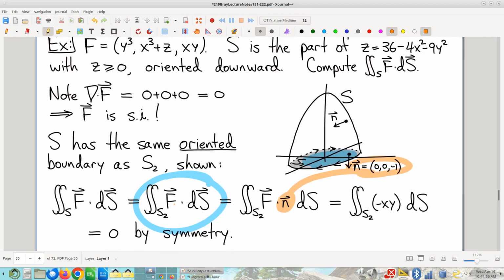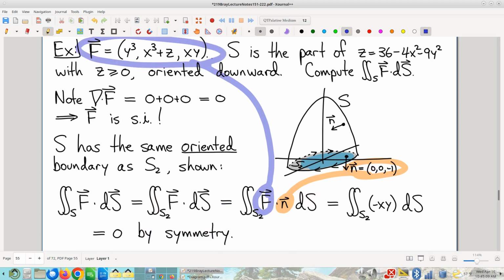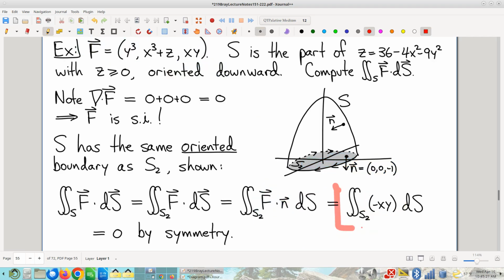Secondly, that means that when I look at the vector field, that's a really easy dot product to compute. This dot product is just minus xy. And this integral, keeping in mind that it is computed on that solid ellipse in the xy plane, is zero by symmetry.